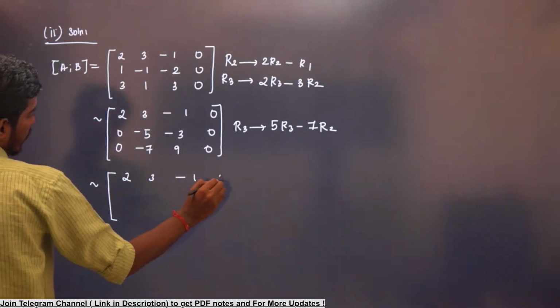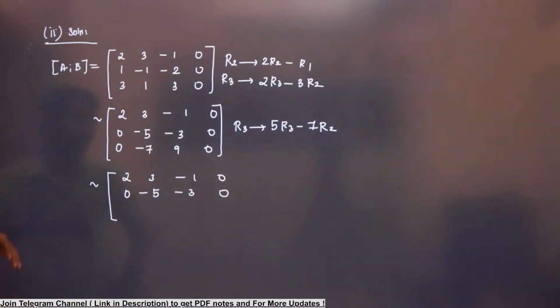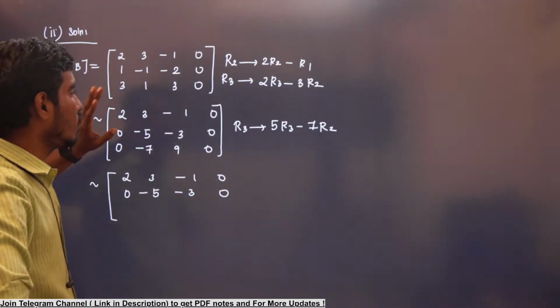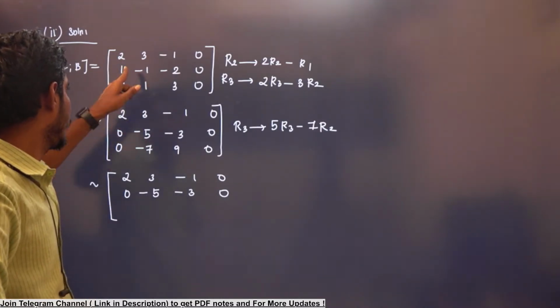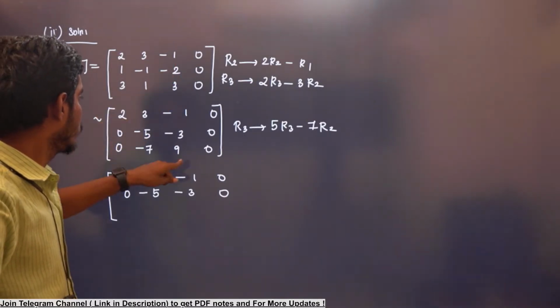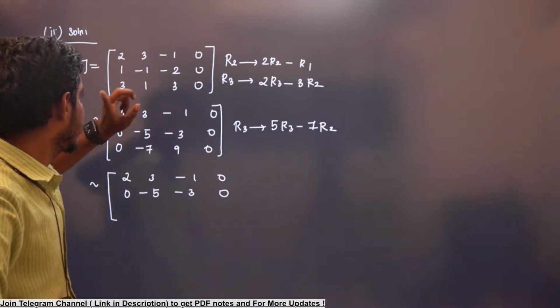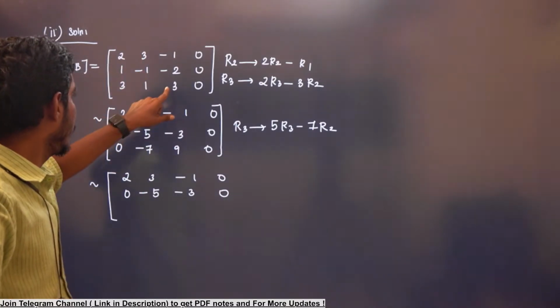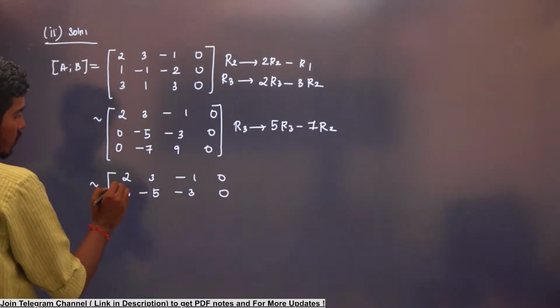So the row is 2, 3, minus 1, 0; 0, 0, minus 5, minus 3, 0. I think it is correct, right? So just check this out. 2 times R2 minus R1: minus 2 minus 3 is minus 5. Minus 4 plus 1 is minus 3. And you multiply 2 here, 2 minus 9 is minus 7. Multiply 2 here, 6, 6 plus 3 is 9. Yes. Now this will be 0.